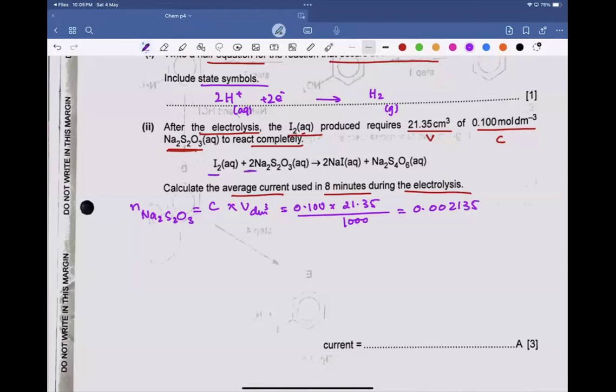If you see the ratio, it will help me identify that if I have to find the moles of iodine, for 2 moles of thiosulfate, we need 1 mole of iodine. So moles of iodine is basically equal to moles of thiosulfate divided by 2, isn't it? So 0.002135 divided by 2 will give me the moles of iodine. Is this understandable to all of you? So if I divide it, can anyone tell me the answer, please?